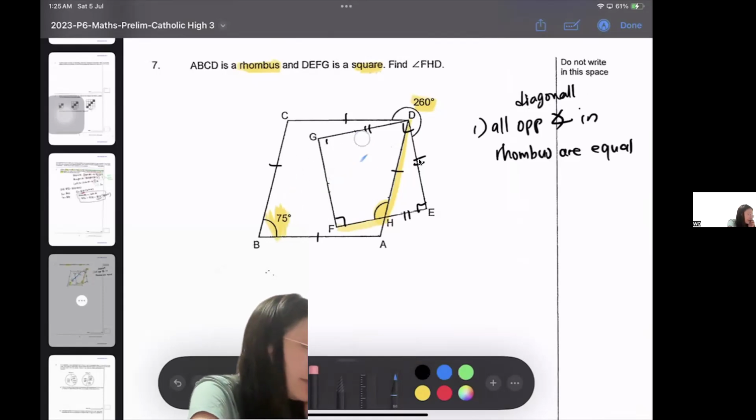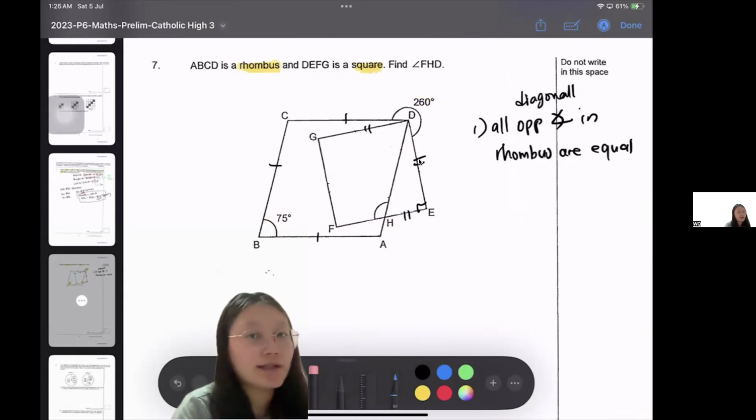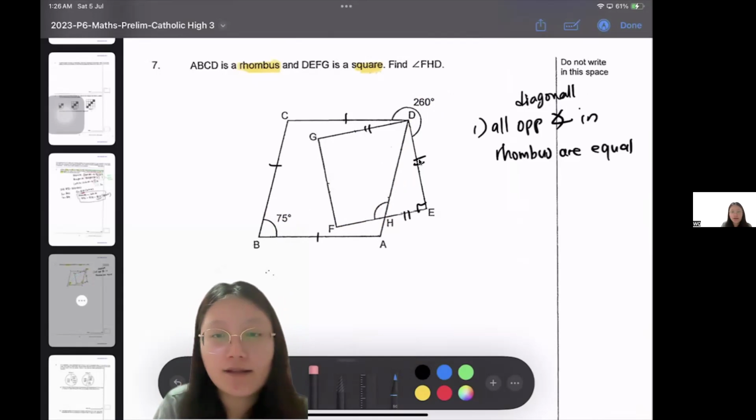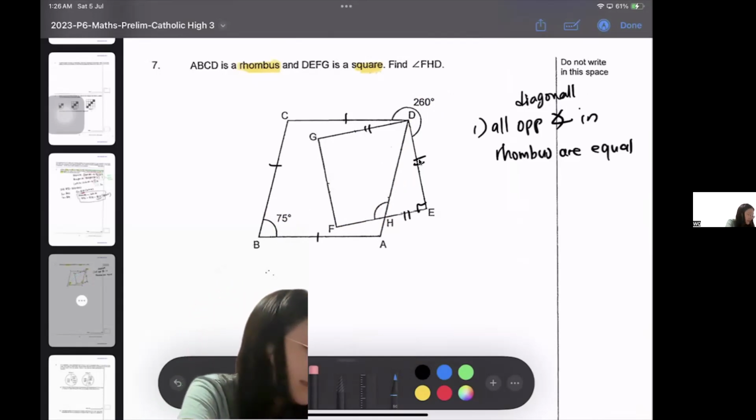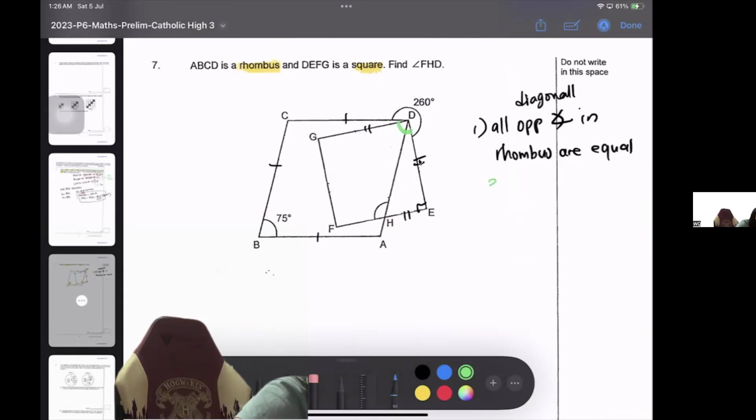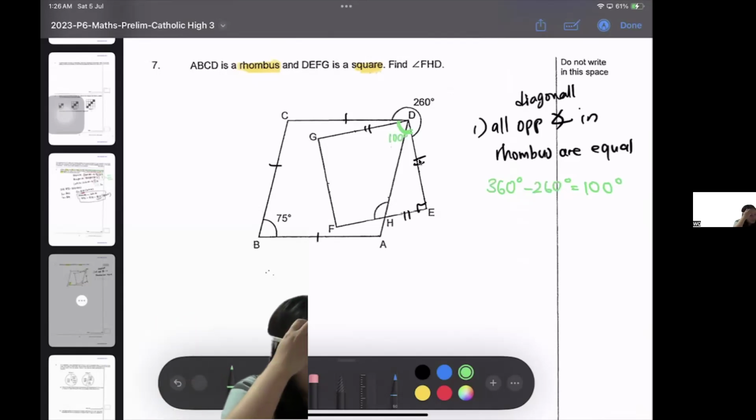Let me just clear up the diagram so it's not too messy, okay? I would suggest we find the simplest angle we can find first, which is this green one over here. So that one is 360 minus 260, which is 100 degrees. So here is 100 degrees.